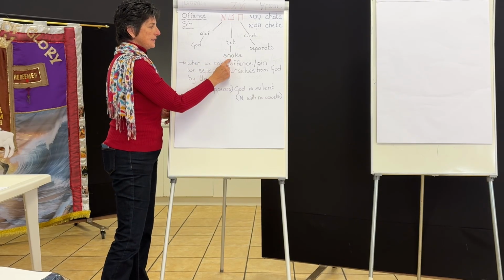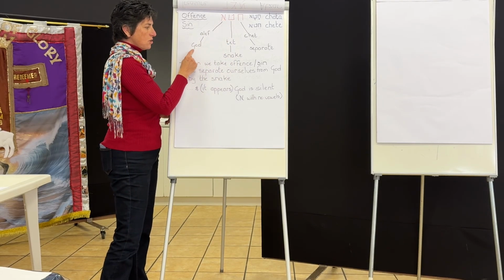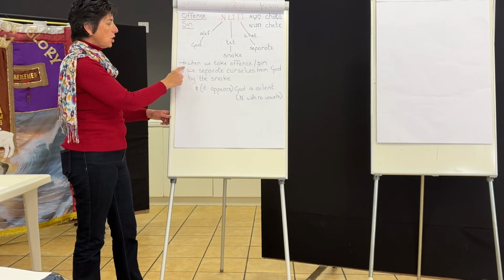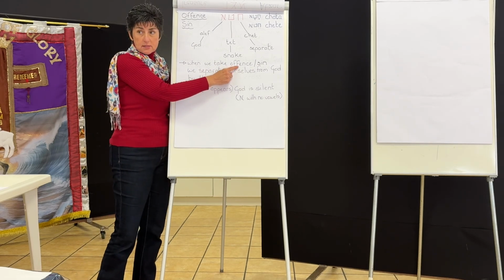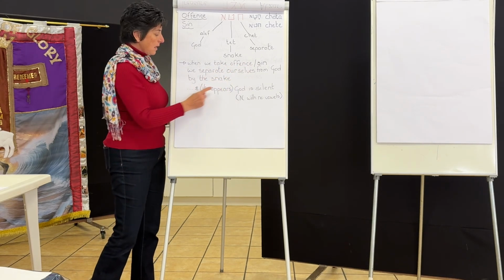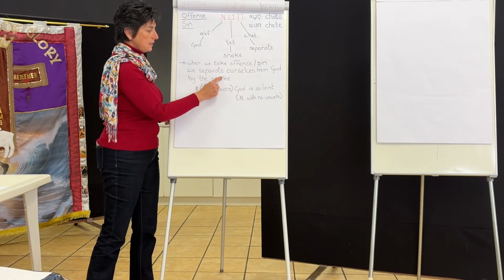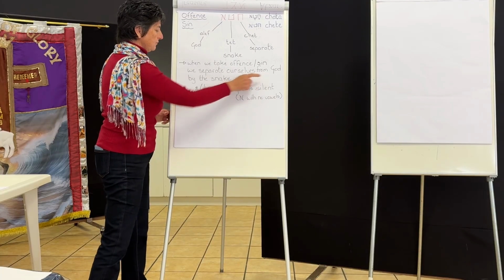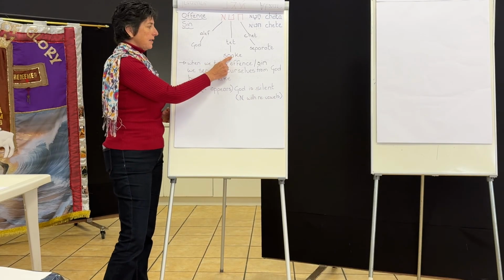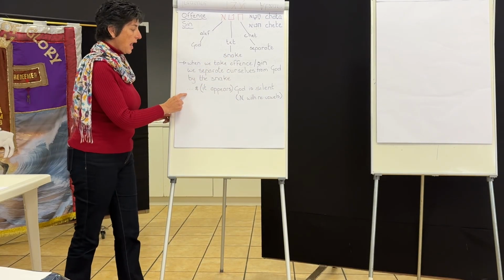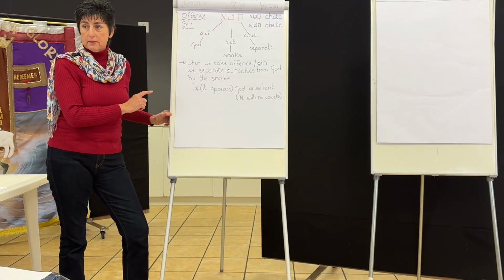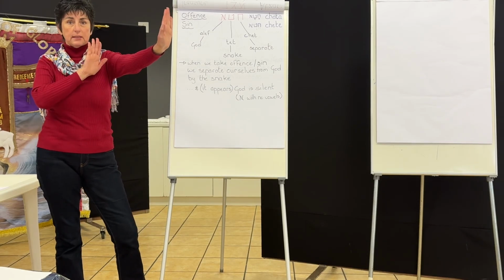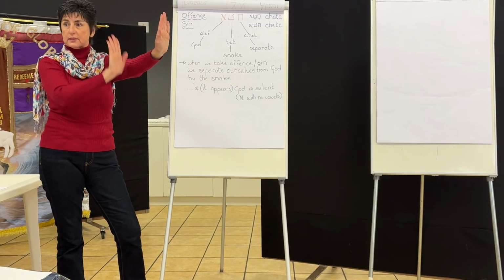The tet is snake, and the aleph is God. So we can interpret that as when we take offense or sin, we separate ourselves from God by the snake. Okay? We all got that one? So literally, sin or offense is us separating ourselves from God because of the snake.